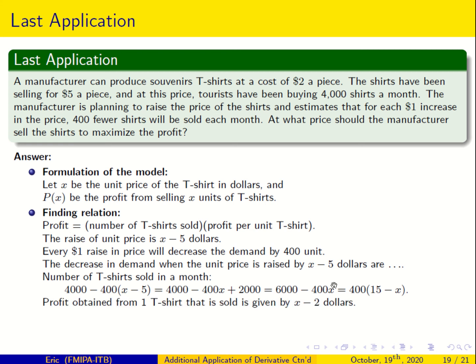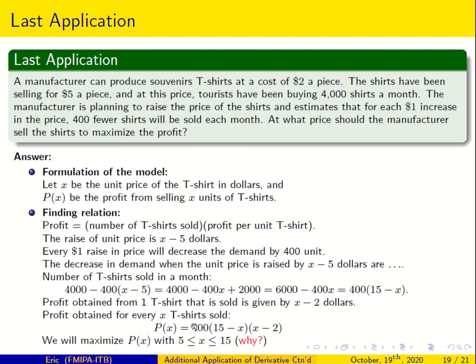Okay, yeah? And the profit obtained from one t-shirt that is sold is given by X, the price, minus the cost, $2. So the profit is given by the number of t-shirts sold, that is this, times the profit, that is X minus 2. So I have this one. The profit is given by this. And we will maximize this just for X from 5 to 15.